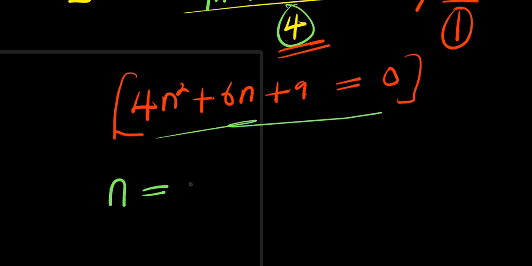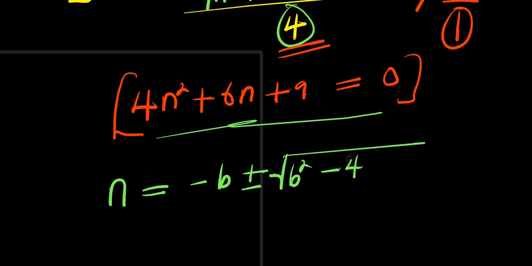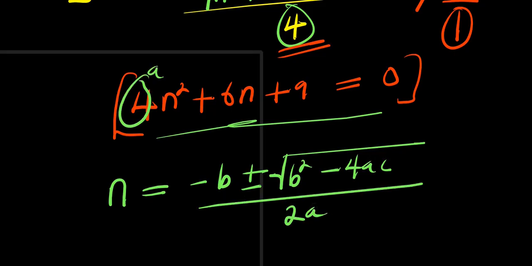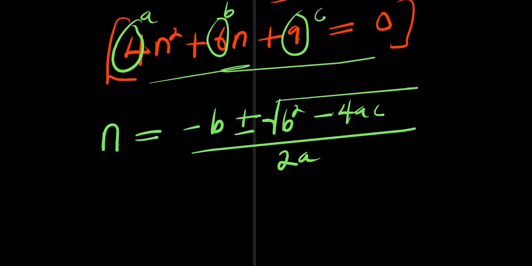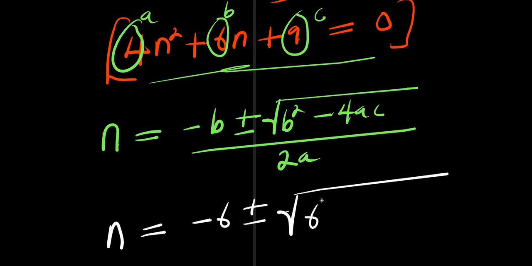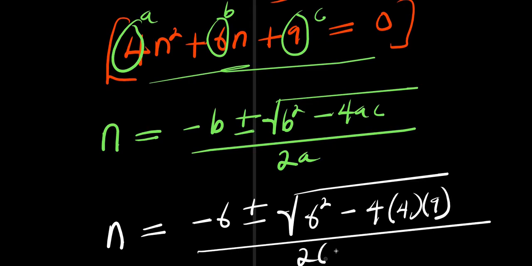If you write the formula with respect to n, negative b plus or minus square root of b squared minus 4ac divided by 2a. The 4 is our a, that is the coefficient of n squared. 6 is my b, and this is my c. So from here, I'm going to have n equals negative b. That's negative 6, because b is positive 6. Plus or minus square root of b squared, 6 power 2, minus 4 times c, that is 9. And this is divided by 2 times a, that is 2 times 4.